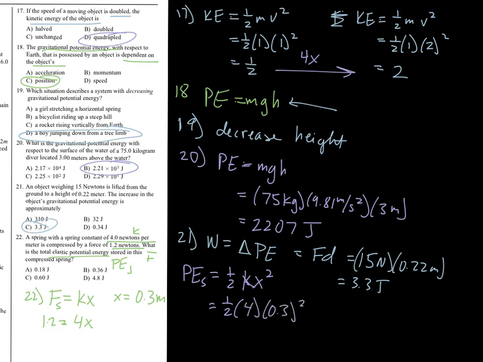0.3. Do not forget to square that, and you should get 0.18 joules. If you forget to square it, then you'll probably get C. So don't forget to square that x.